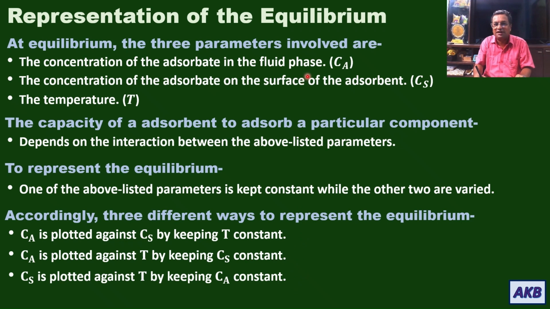Since three parameters are involved, you can keep one constant and vary the other two, and you have three different ways of representing the equilibrium. Ca is plotted against Cs by keeping T constant. Ca is plotted against T by keeping Cs constant. Cs is plotted against T by keeping Ca constant. Now we will look at the curves for each of the three cases. Let us move ahead.